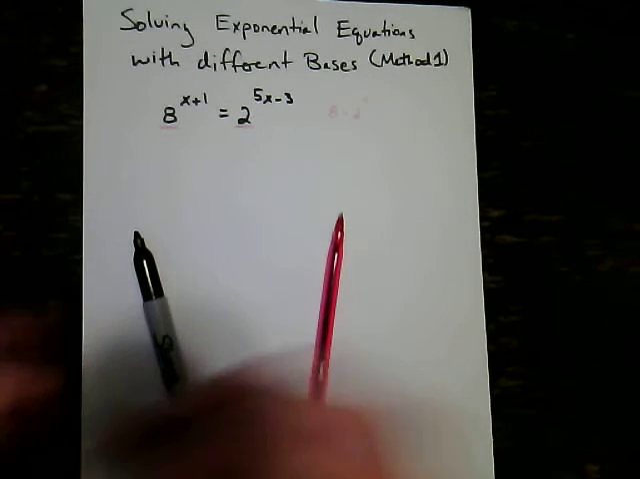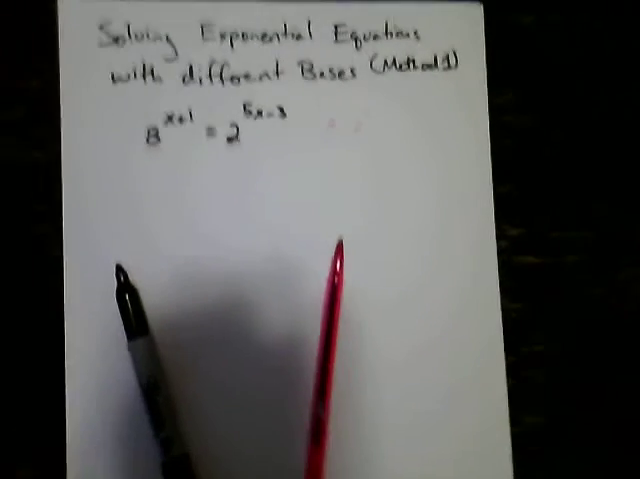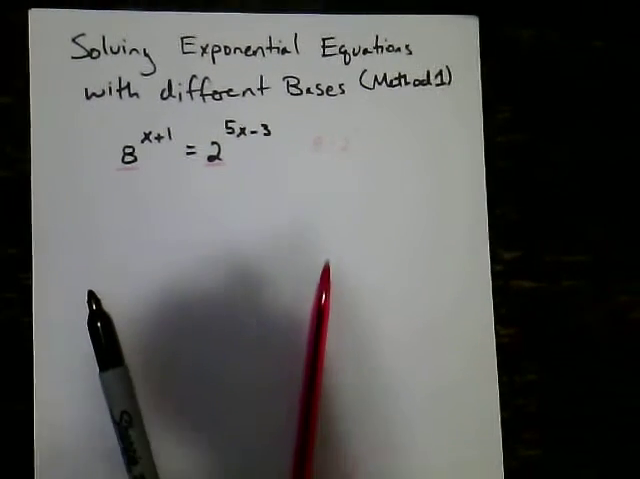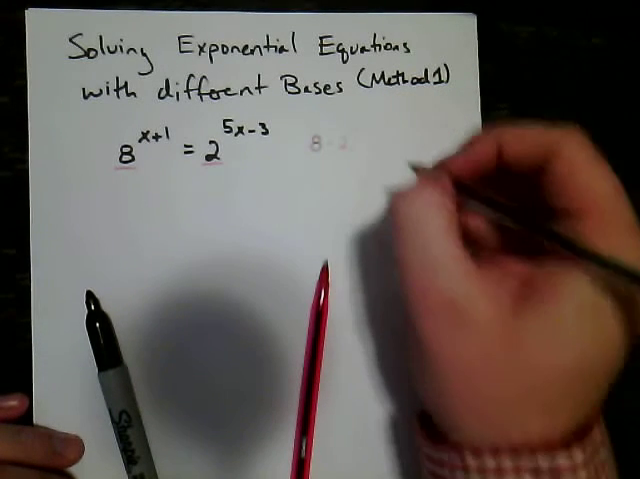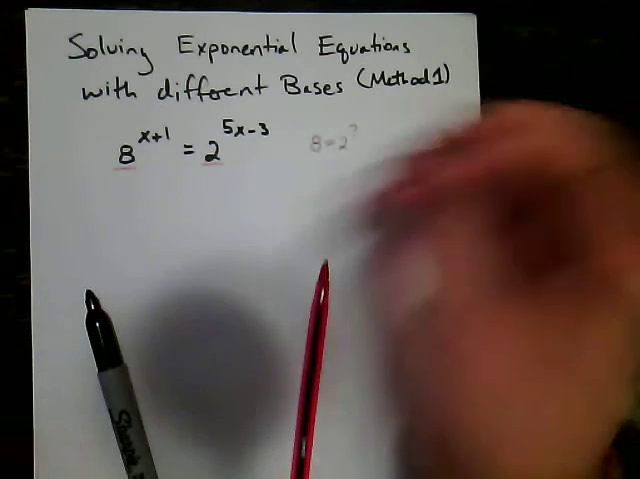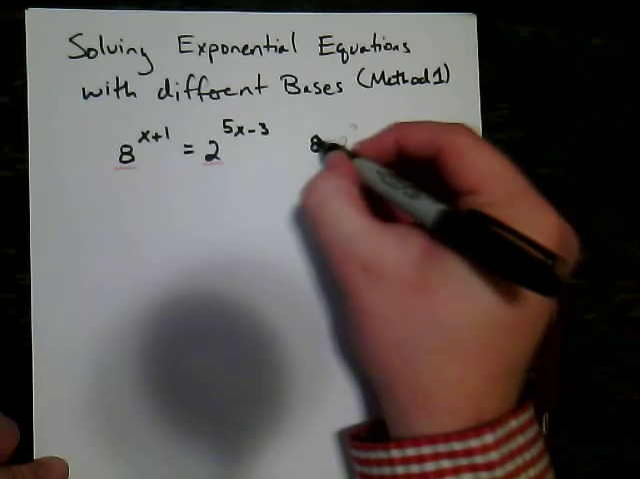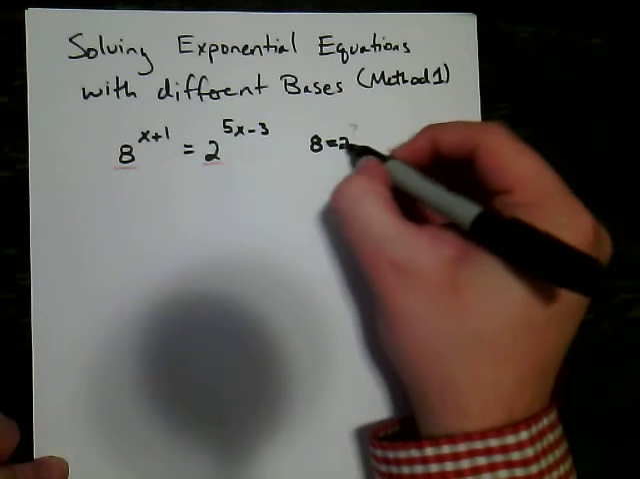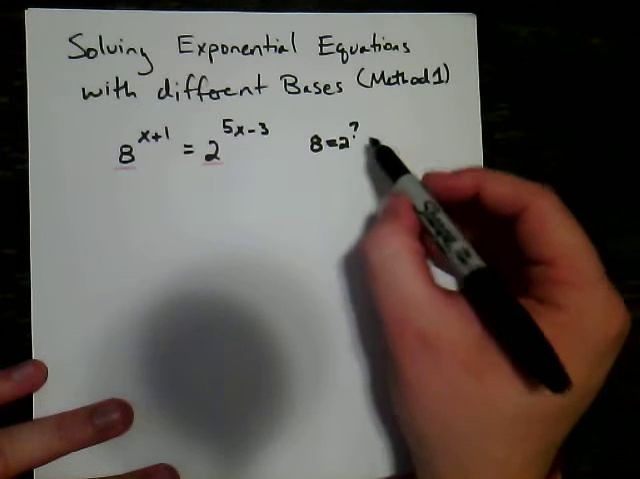That's a bit hard to see. Let's see if I can clear that up first. Try using a different color. I'll use the sharp one. There we go. 8 equals 2 raised to the question mark. We need an exponent here.